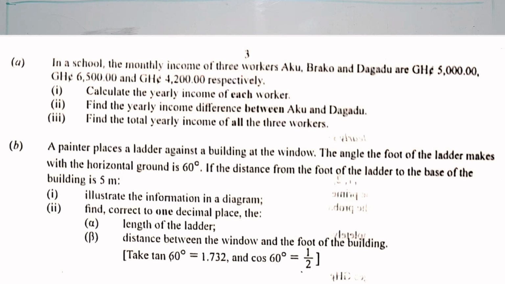And part B says a painter places a ladder against the building at the window. The angle the foot of the ladder makes with the horizontal ground is 60 degrees. If the distance from the foot of the ladder to the base of the building is 5 meters, illustrate the information in a diagram. Find, correct to 1 decimal place, the length of the ladder, and the distance between the window and the foot of the ladder.